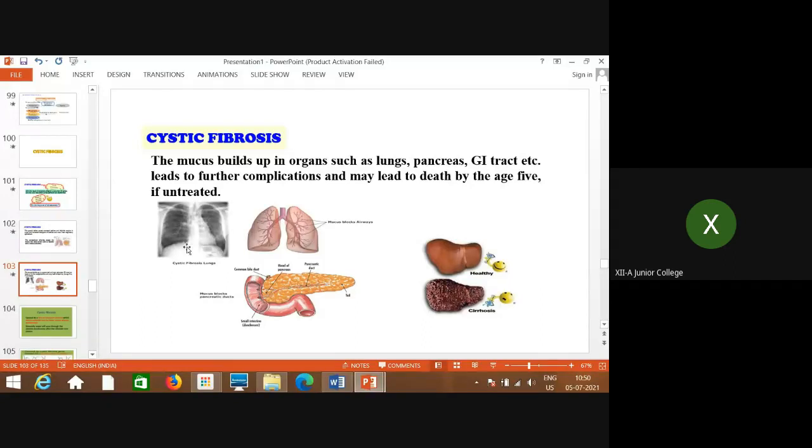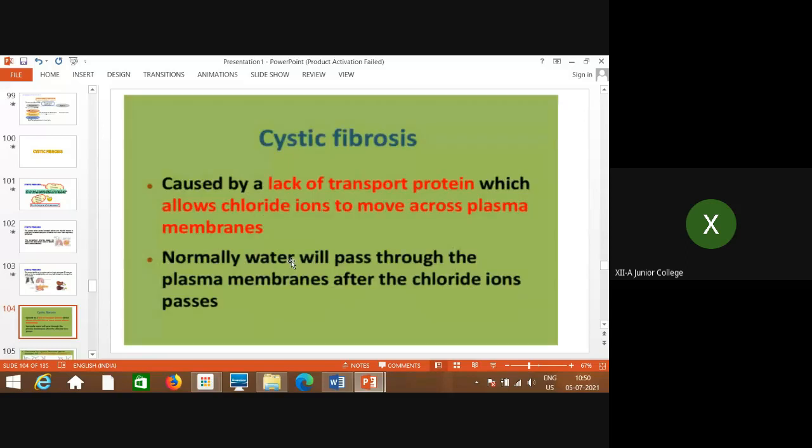You can see the normal and the affected. In cystic fibrosis, the mucus is increased and accumulates in body cavities, so organs such as the lungs, pancreas, and gastrointestinal tract get affected. If it is not treated, it may lead to death at the age of 5. This is due to lack of a transport protein which allows chloride ions to move across the plasma membrane. Normally, water passes through the plasma membrane after the chloride ions pass.